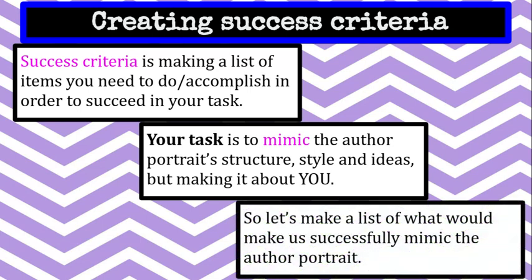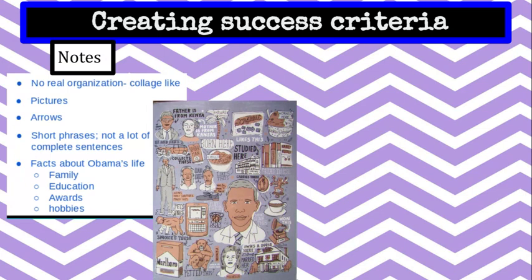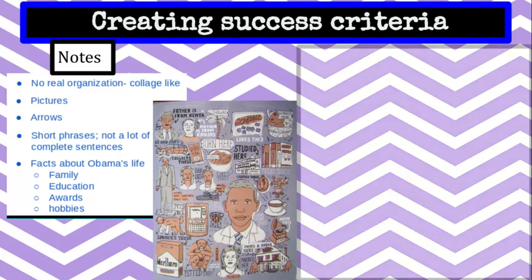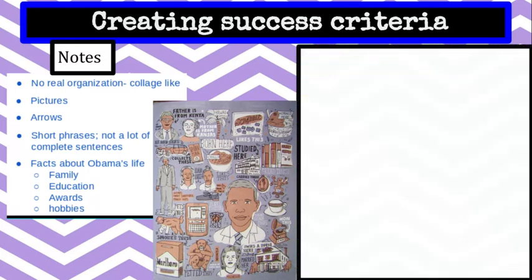Okay, so let's make a list of what would make us successfully mimic the author portrait. So these were our notes that we just took from two slides ago. We said our list was there's no real organization, pictures, arrows, short phrases, not a lot of complete sentences, and then facts about his life. So if we were going to create success criteria, what would make us successfully mimic this? Okay, to do that well.